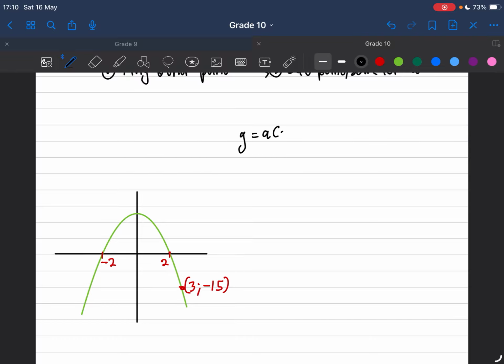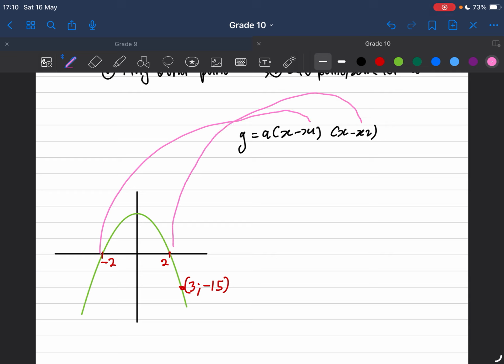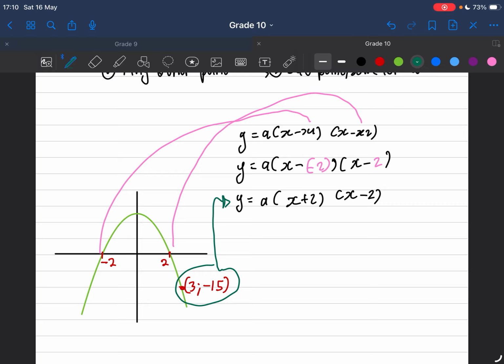So y is equal to a into x minus x1, x minus x2. We're gonna take these two values and substitute them in. So y is equal to a into x minus, the first root is minus 2, and the second root is, well, just 2. If you simplify that brackets, you get a into x plus 2 and x minus 2. Now at this point, I would recommend you take this and substitute that in there.